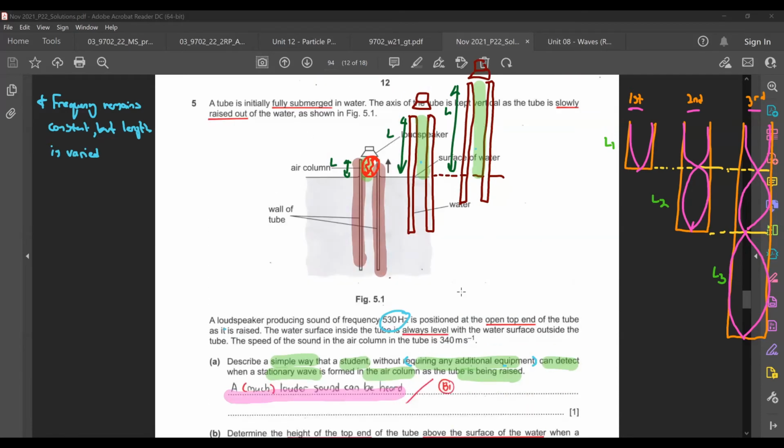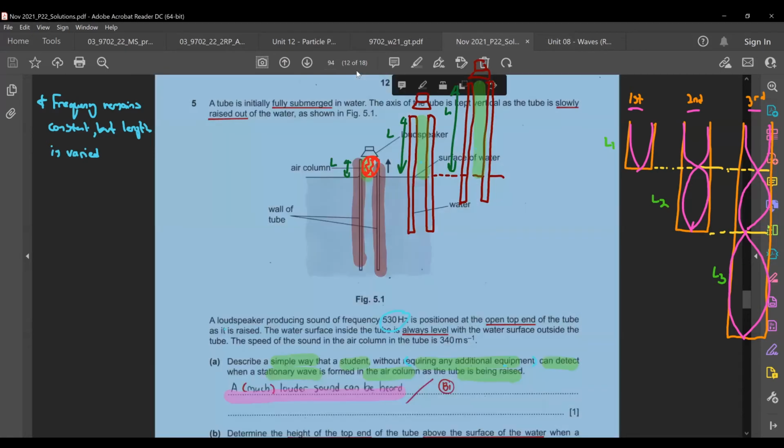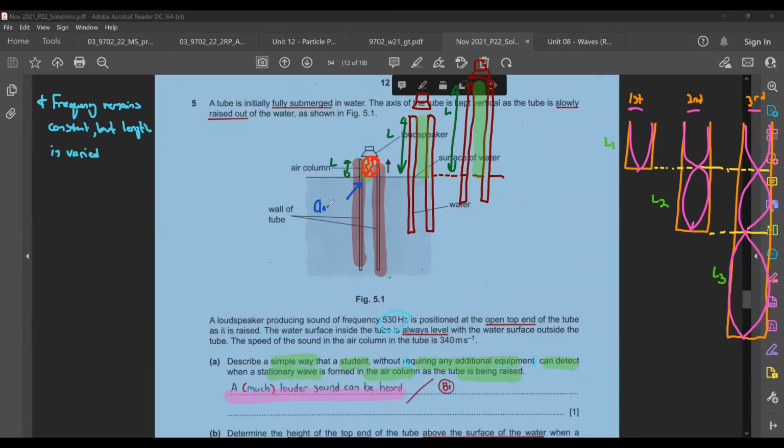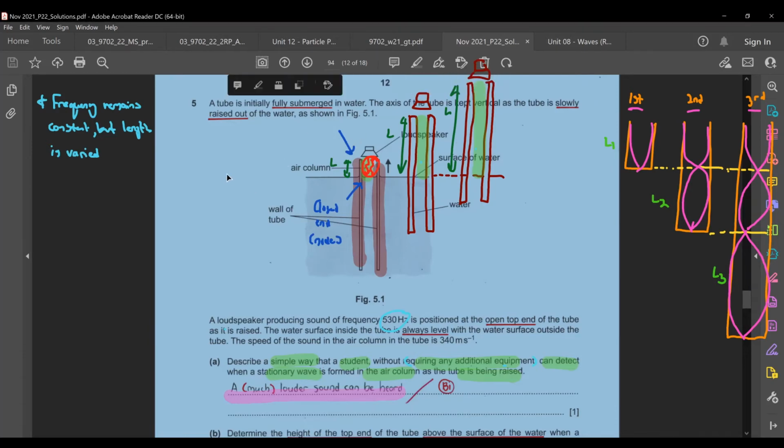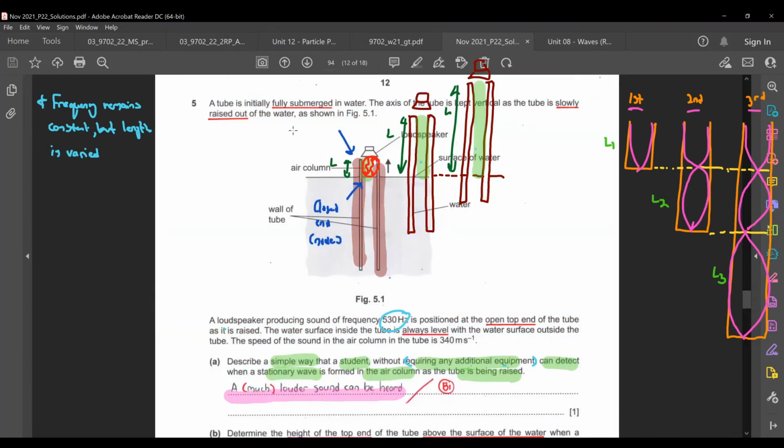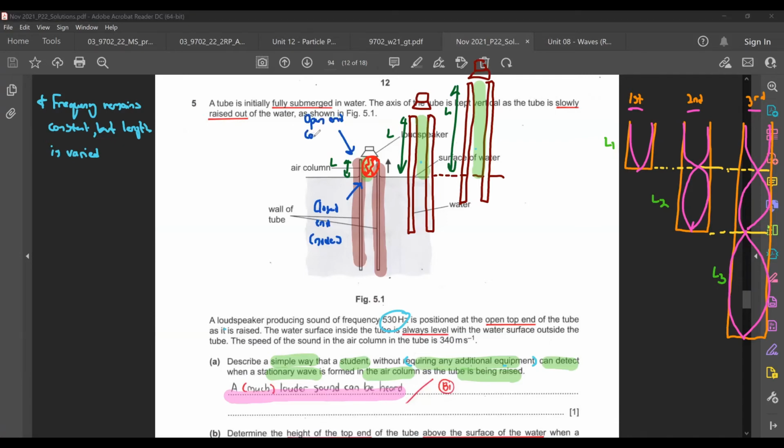And then I also always mention to you guys before to remember this. If it is closed end, it will always be a node. If it is open end, it will always be an antinode. That's what you're seeing over here, where you always see antinode and node.